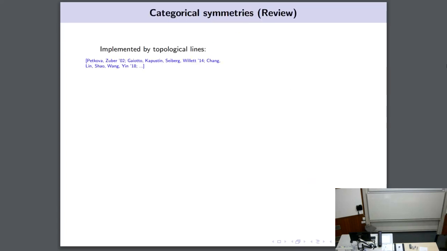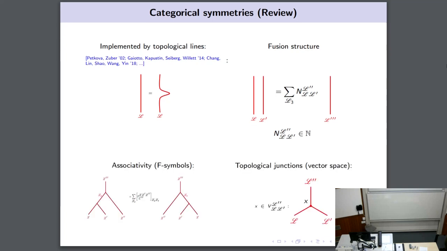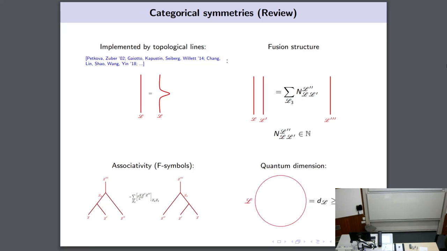Okay. So I think this I can kind of skip a bit, just a fast review of fusion categories. So this is just topological lines in 1+1 dimensions. They have some fusion structure, and they have some associativity conditions. We will not enter into this in the talk, so just keep in mind that there is some mathematical structure below. And we'll need just the quantum dimensions, which are the value on the circle of the lines.